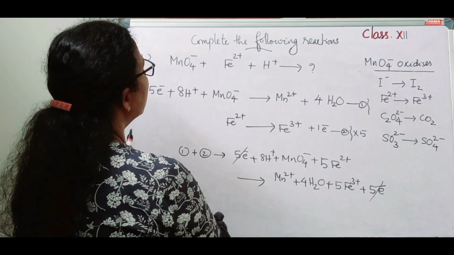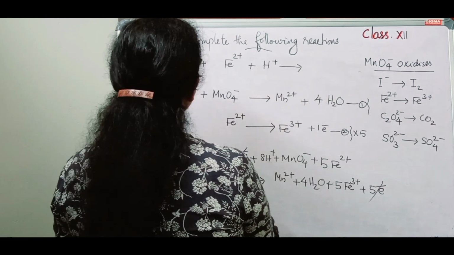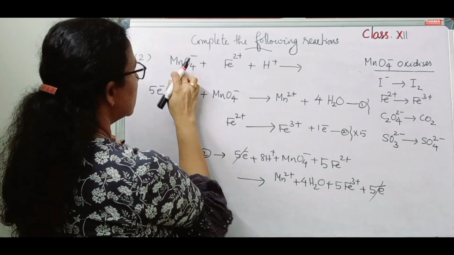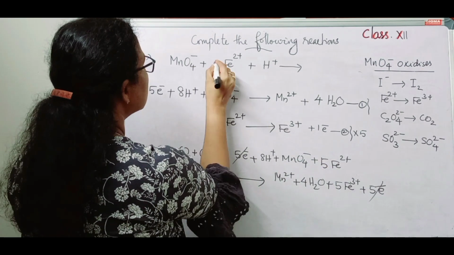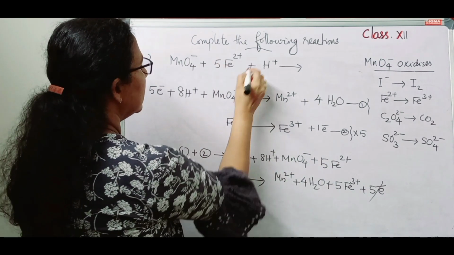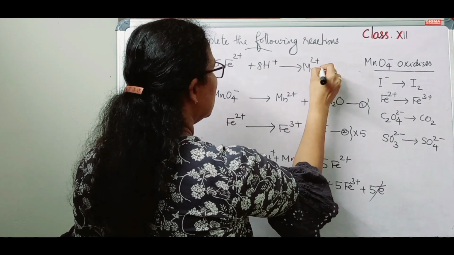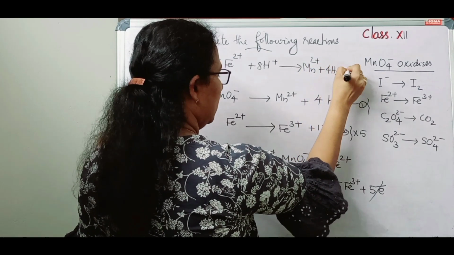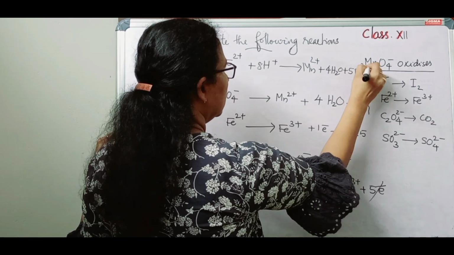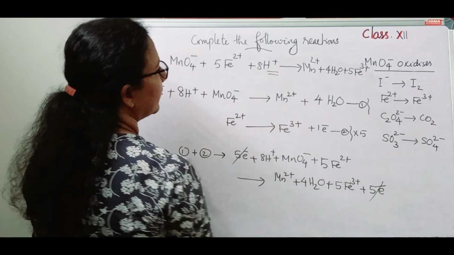So using this equation we can complete this equation, that is MnO4-, it is the same, Fe2+ it is 5, H+ it is 8, then the right side is the same, Mn2+ 4H2O plus 5 Fe3+. So this is the final equation.